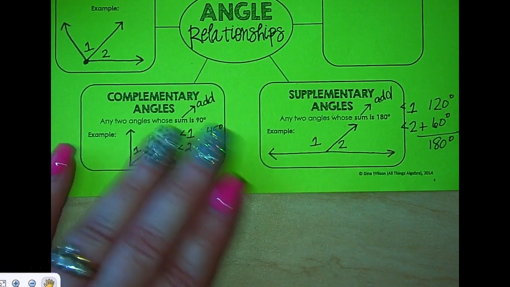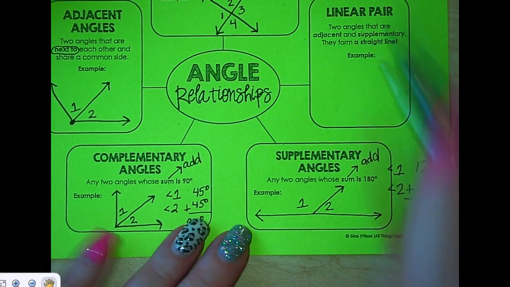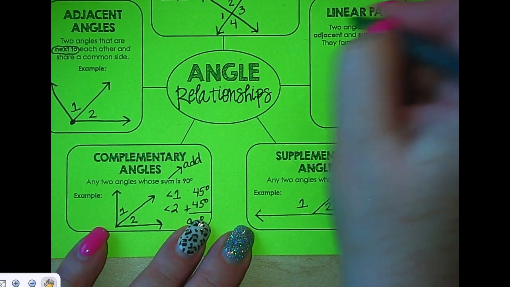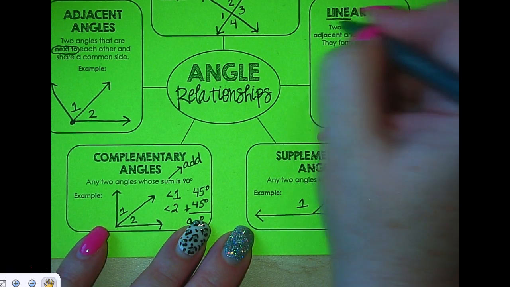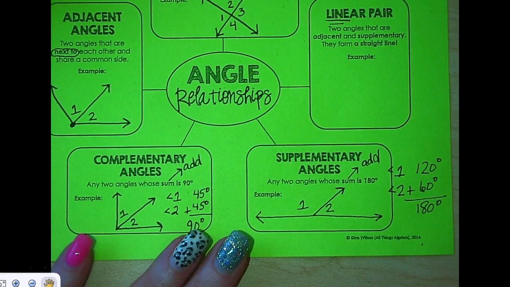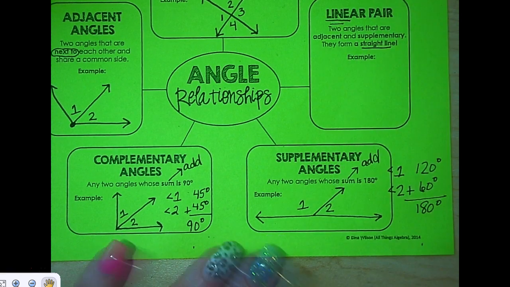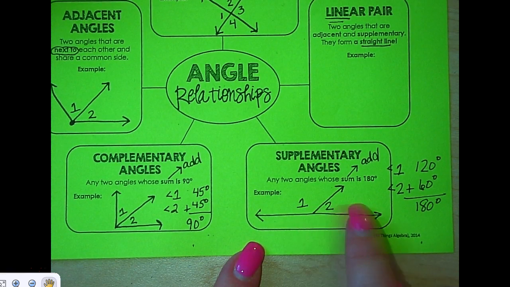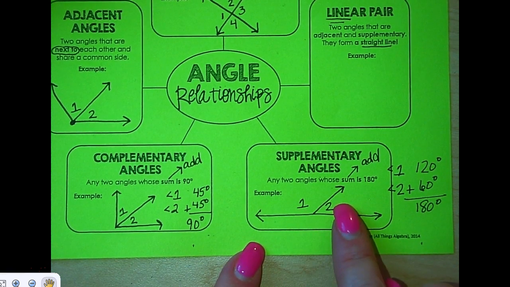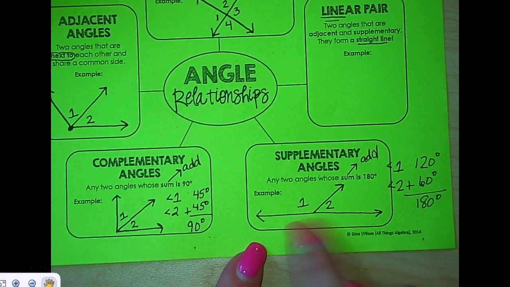The last term that you need to know is a linear pair. Okay, so if I look at the word linear pair, what do you notice about? You've got line. There are two angles that make a straight line. Two angles that are adjacent. Right here, these two are adjacent. They are supplementary because they add up to 180 and they make a straight line.